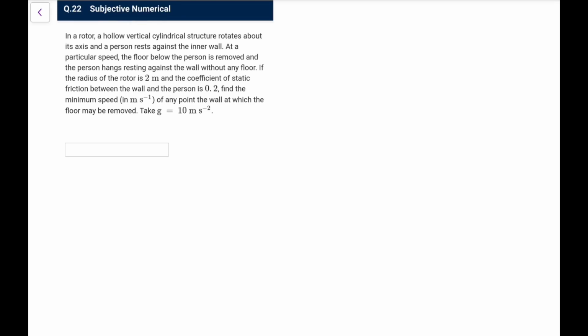Now go ahead. In a rotor, a hollow vertical cylindrical structure rotates about its axis and a person rests against the inner wall. You know that standard problem.